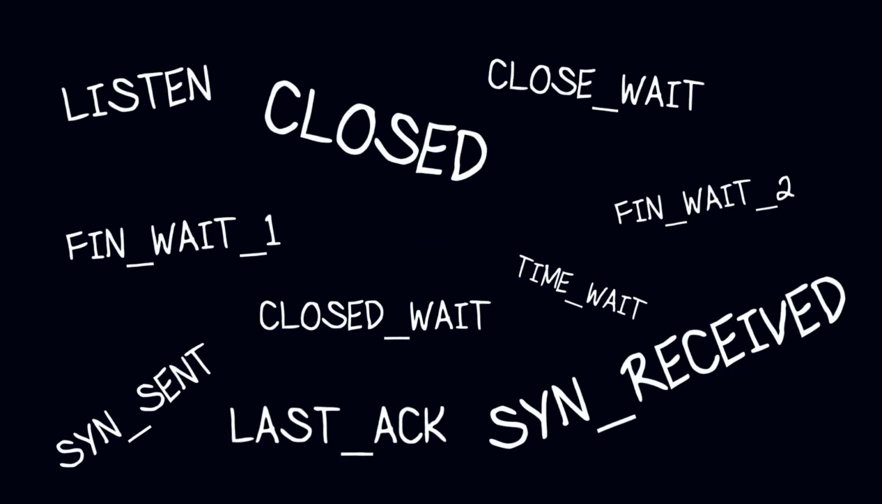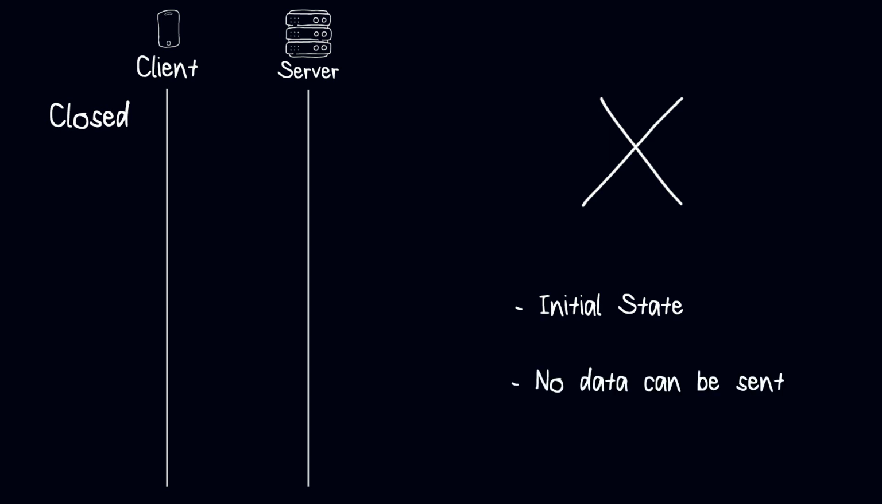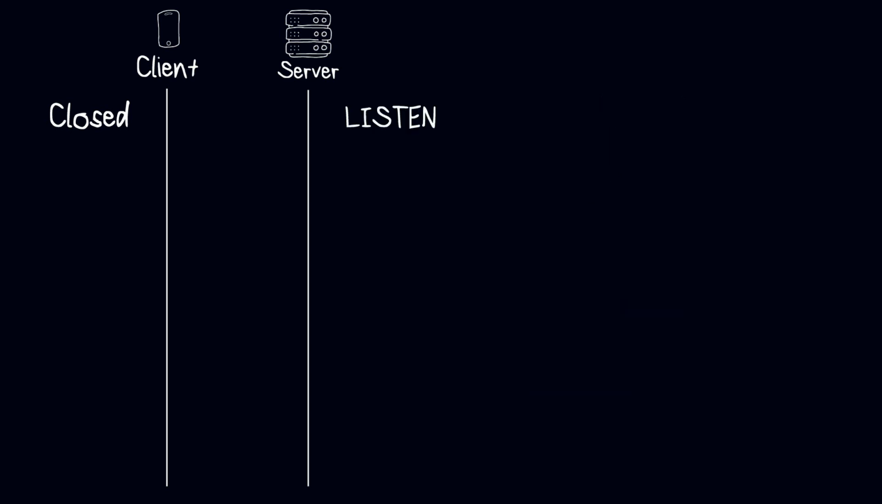Now let's talk about the various states a TCP connection goes through, on the client's side and the server side. Initially, we have the closed state, where no TCP connection exists. This is the initial state of a TCP connection. At this stage, obviously no data can be sent or received, since TCP requires to establish a connection in order to exchange data. Meanwhile, the server will be listening.